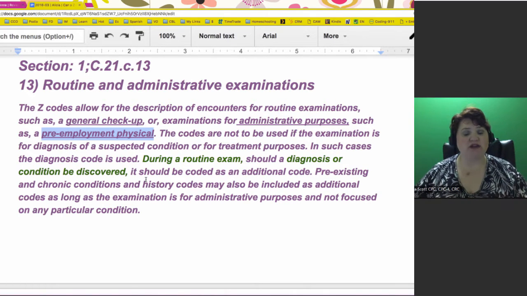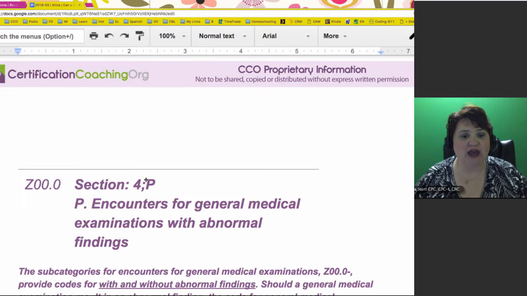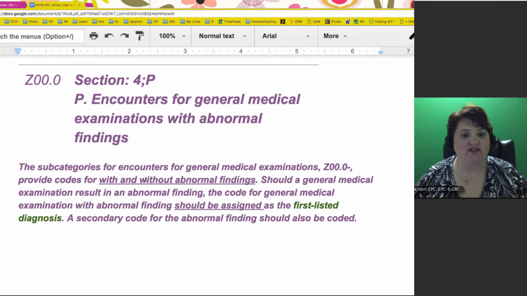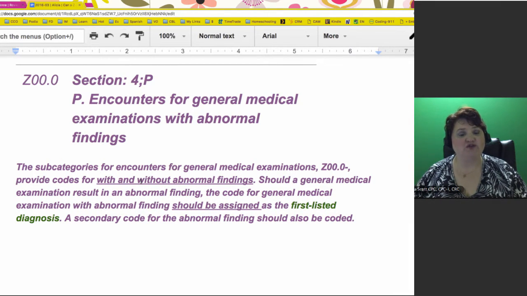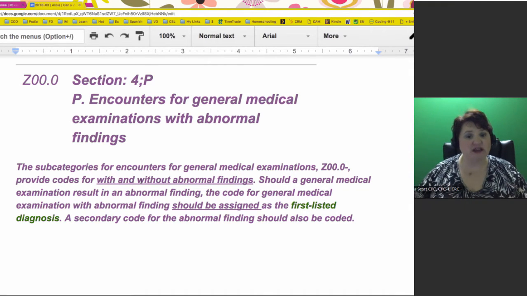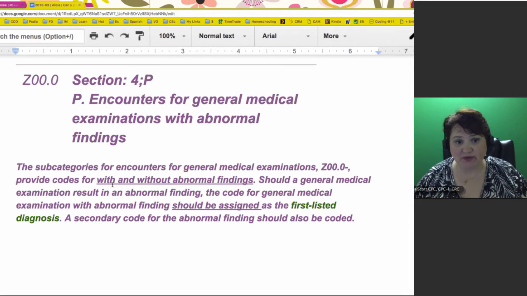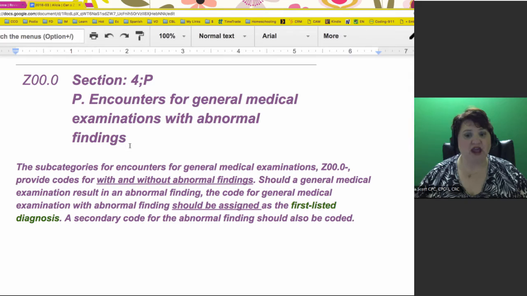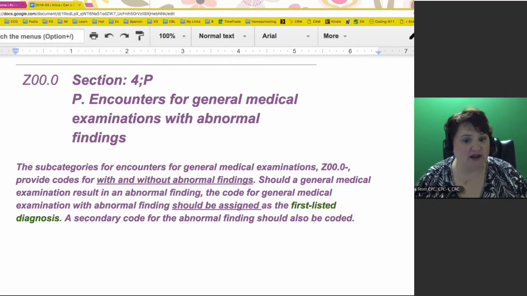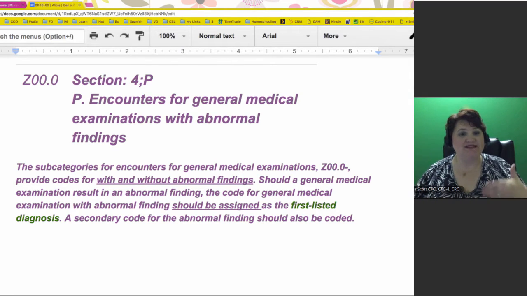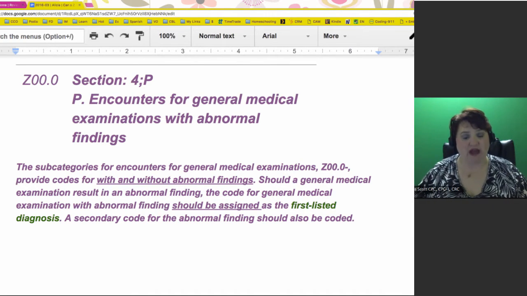All right, so now as we scroll down, let's look at how this is found also for encounters for general medical examinations with abnormal findings. So the difference here is that the last character is not going to be an O or 0. It is going to be different, and there's options. And that's why you'll see a little hyphen there stating there's options. If you have an abnormal finding, just remember that this ZOO code is with abnormal findings and without abnormal findings.